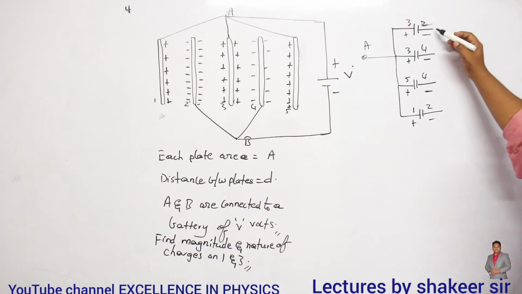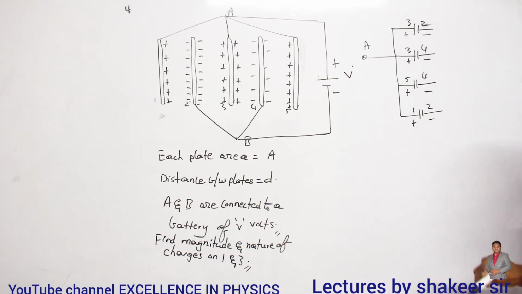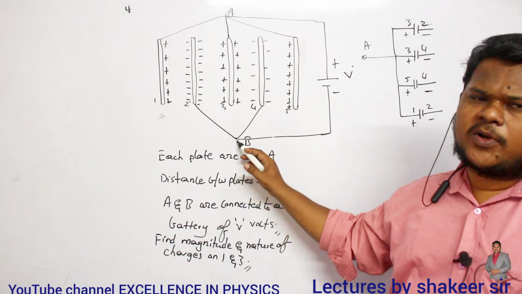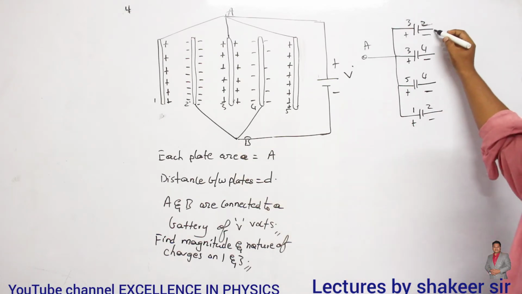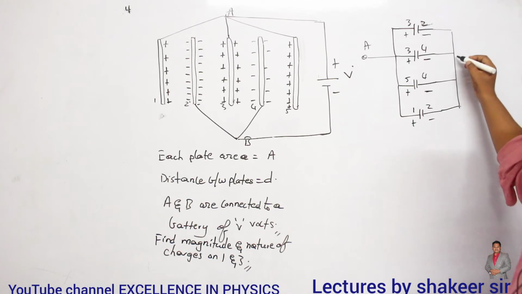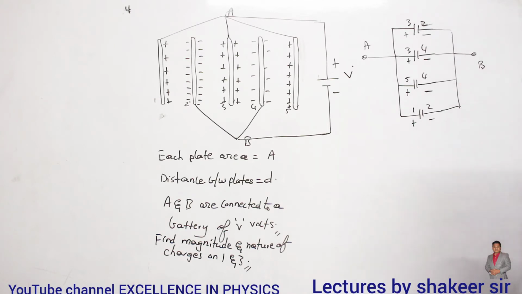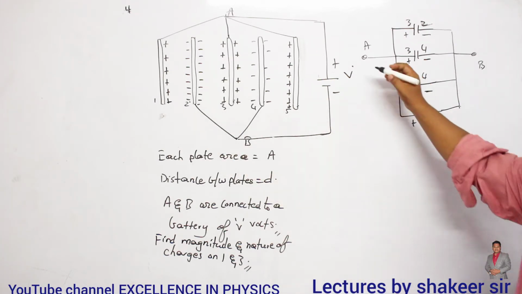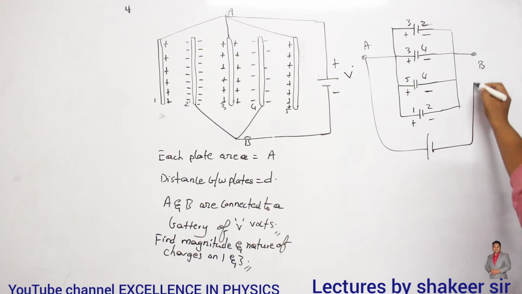Now what about plates 2 and 4 here? Plate number 2 and plate number 4 are connected to the same terminal, point B. So you just join all of them. Clear? So all of them I can join like this, and this becomes my terminal B. How am I able to join them? Because plates 2 and 4 are connected to the negative terminal. So this is my required circuit. That's all.